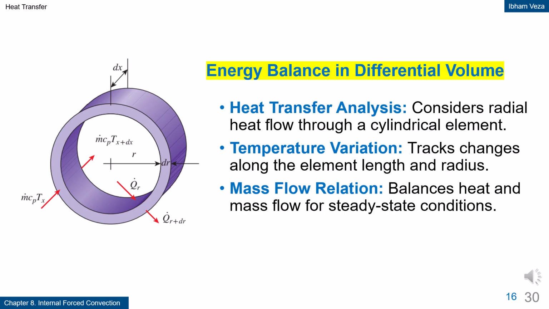Energy balance in differential volume. The analysis is performed on a small cylindrical ring element inside the pipe. Heat flows radially from the wall to the fluid. The fluid temperature increases slightly along this element. The energy balance states that the heat input equals the increase in energy of the fluid mass flow. This formulation becomes the basis for deriving the temperature distribution equation inside the pipe.